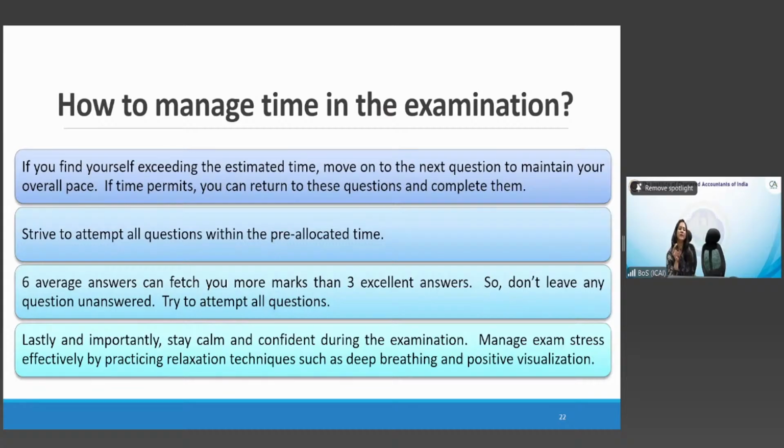And if you find yourself exceeding the estimated time, then move on to the next question to maintain your overall pace. If time permits, you can return to these questions and complete them. Just spend the estimated time on a particular question and then leave some space within that question itself, and then you can always return to it. Strive to attempt all questions within the pre-allocated time. As I have told you, 6 average answers will always fetch you more marks than 3 excellent answers. This is the key.